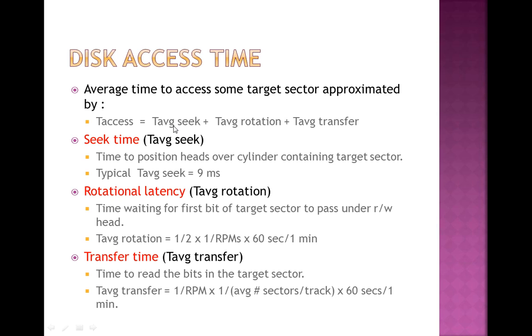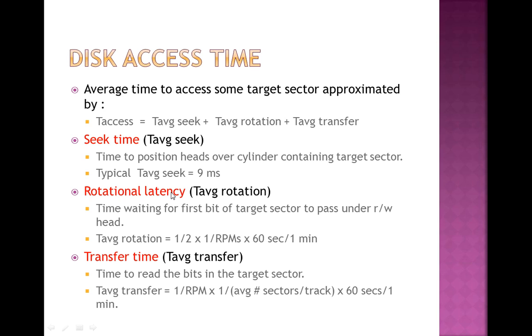This is your T access, that is T average seek plus T average rotation plus T average transfer, that equals the time access. Then there is the seek time, that is the time taken to position the head over the cylinders containing the target sector. That is, the seek time equals 9 microseconds.